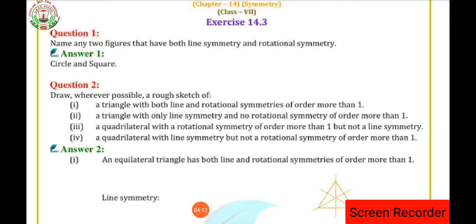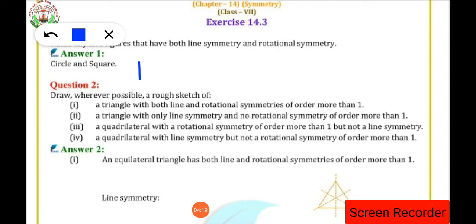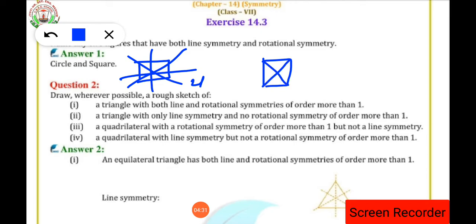Now let's take the second example. Since two figures are asked, we will consider the square also. If we draw a square, it has lines of symmetry. It has 4 lines of symmetry. When we rotate it, this is the line of symmetry, yes. So this is the center of the square. So it depends on the center. It satisfies the condition of rotational symmetry, isn't it?